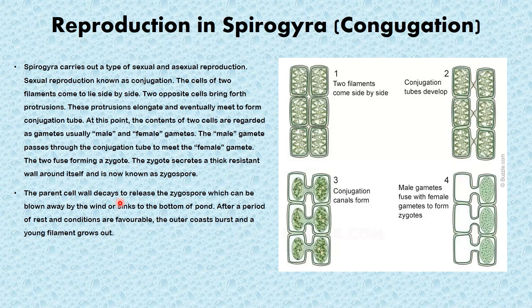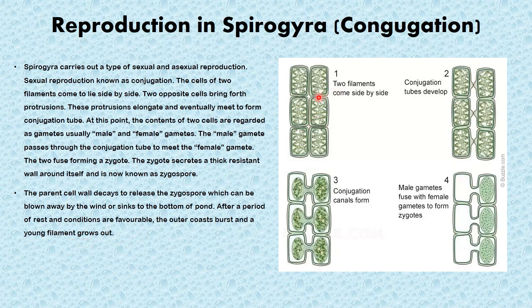Now the parent cell wall decays to release the zygospore, which can be blown away by the wind or sink to the bottom of a pond. After a period of rest, when conditions are favorable, the outer coat bursts and a young filament grows out.